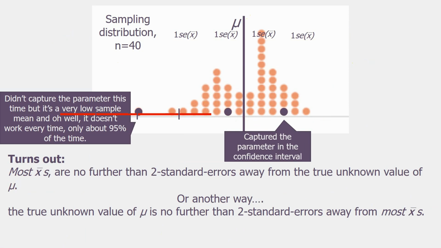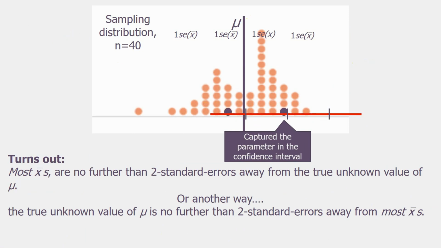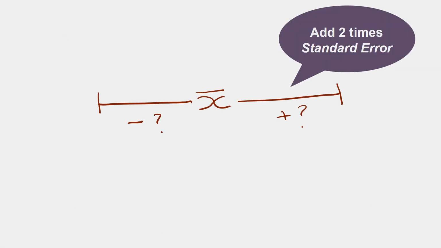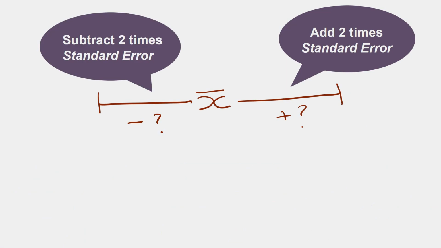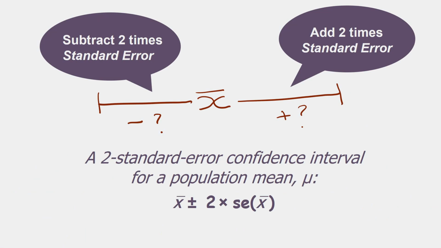So 2 standard errors either side of a sample mean should be a pretty good confidence interval because it's probably going to capture the parameter. So that's what we do. We add 2 standard errors, we subtract 2 standard errors, and we get a confidence interval. So that's our formula at the moment for what we call a 2 standard error confidence interval.